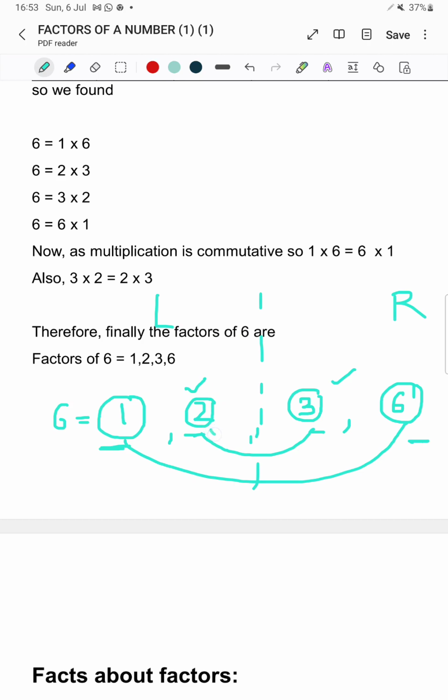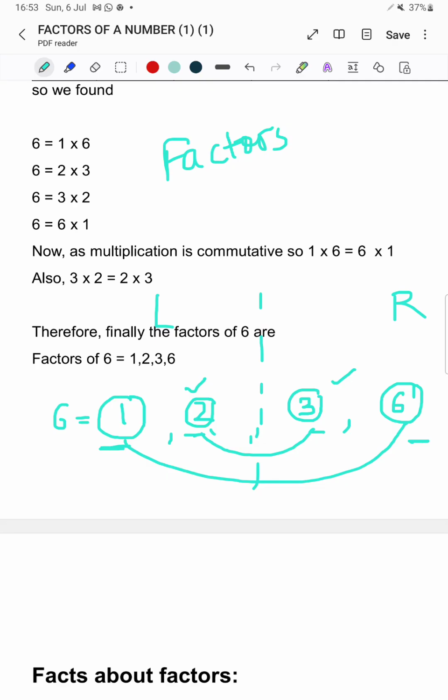So now in between 2 and 3, there is no whole number, so there will be no more factors of 6. Always remember, when we find the factors, factors are always whole numbers, like 1, 2, 3, 4, 5. These are the whole numbers, including 0. 0 is not a factor, but 0 is also a whole number.